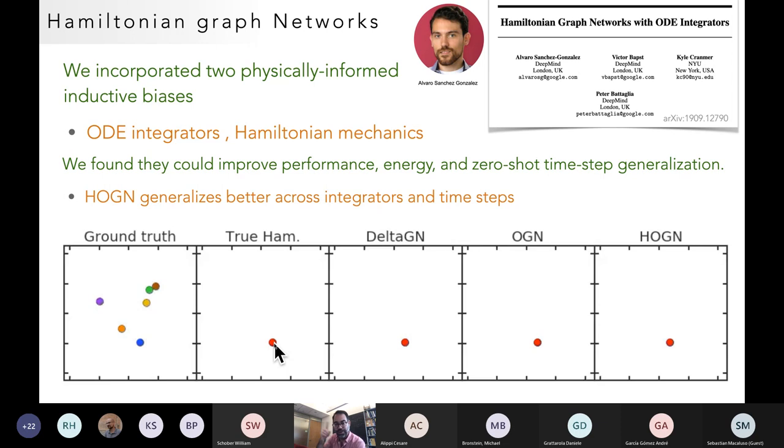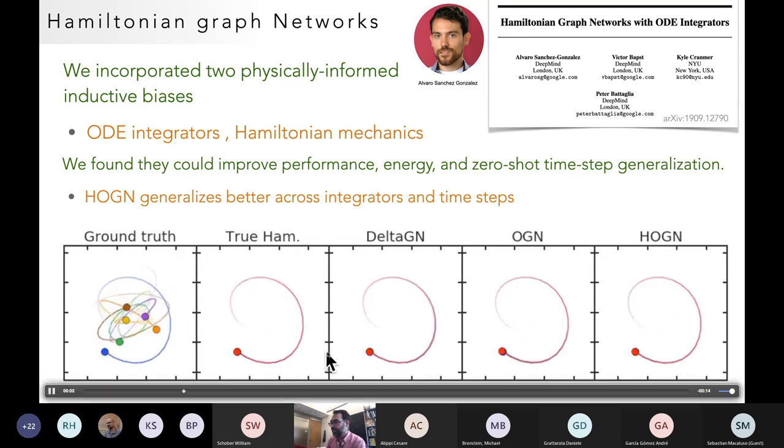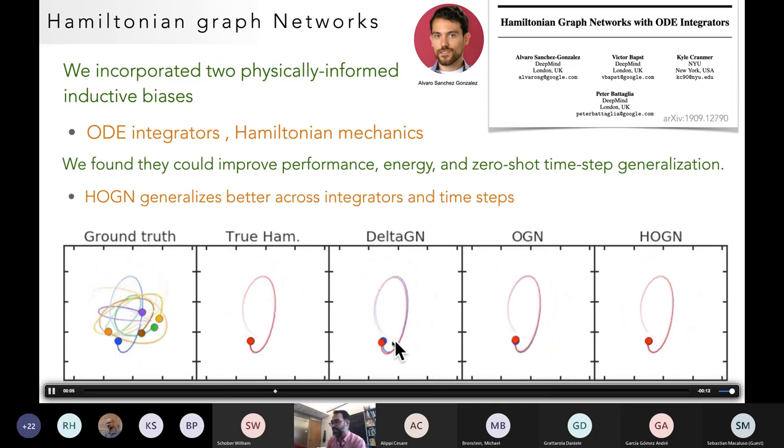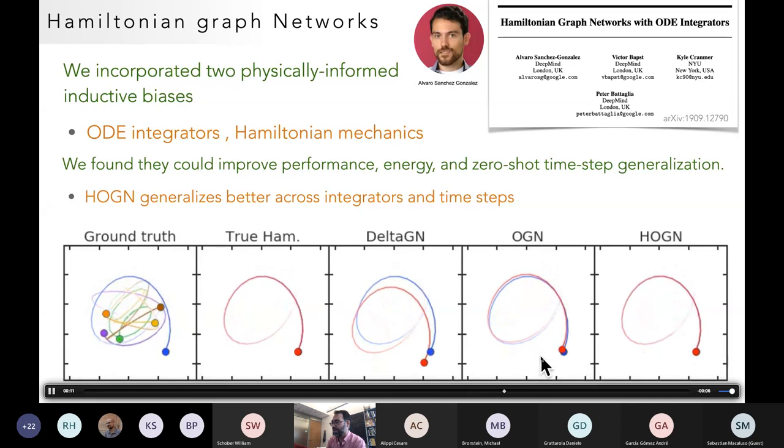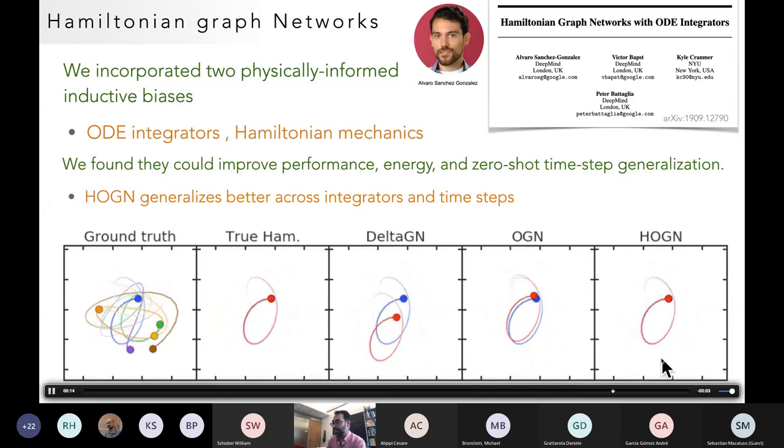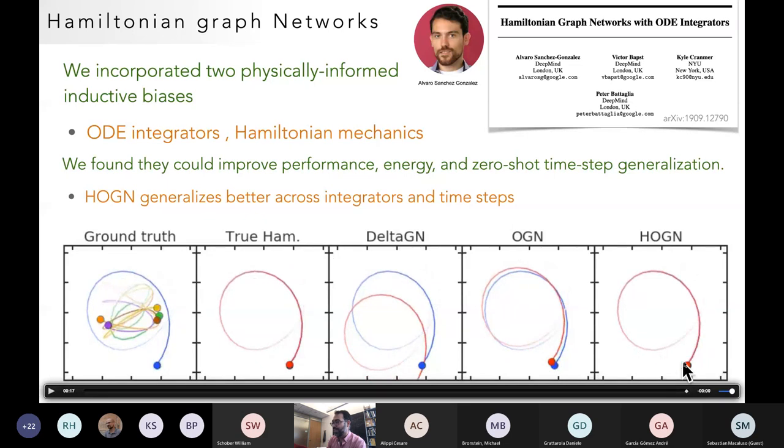And so over here we'll see the trajectory following the true Hamiltonian of the system, the delta graph network, the ODE graph network, and the Hamiltonian graph network. You'll see basically how good the model is at predicting what's going on from the true Hamiltonian. When I run it forward, it's looking pretty good. You're going to start to see the delta graph network diverging from the ground truth, while the OGN approach is doing better for longer. But the Hamiltonian-based approach, even after a very long rollout, is still basically indistinguishable from the true Hamiltonian. So that's, I think, pretty cool.